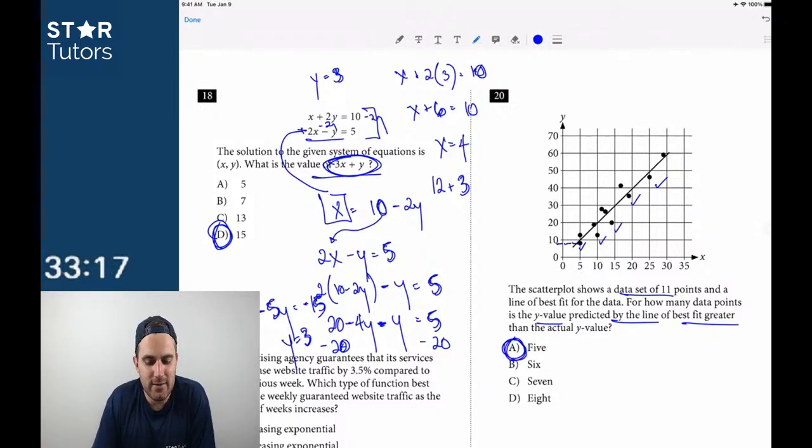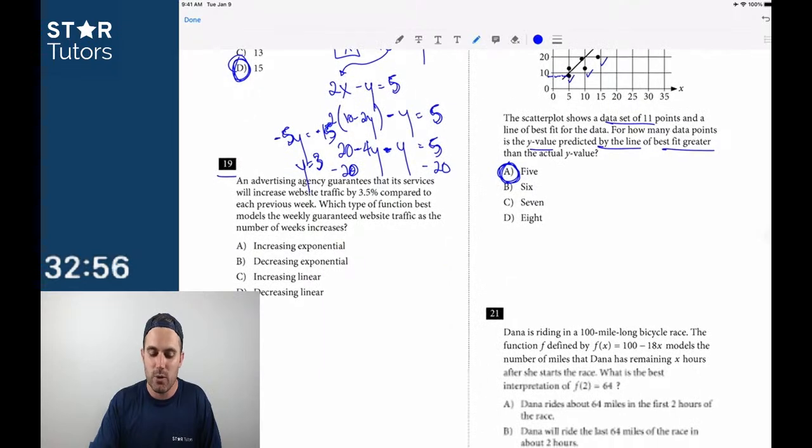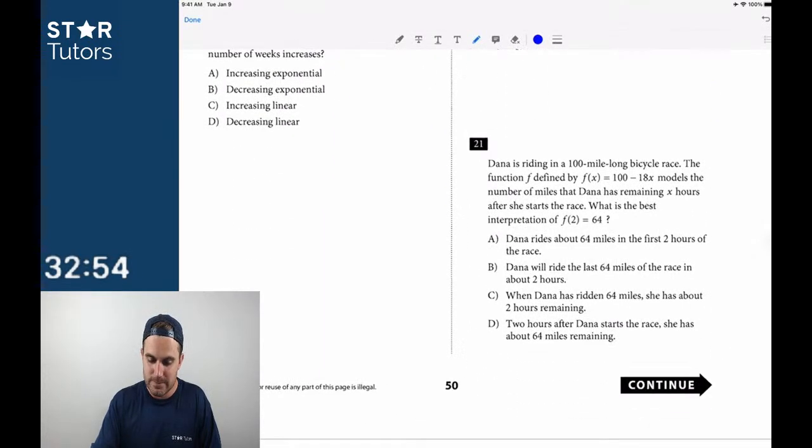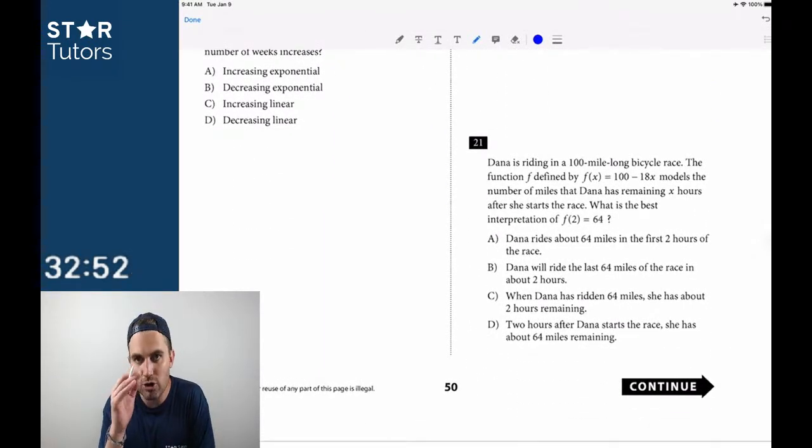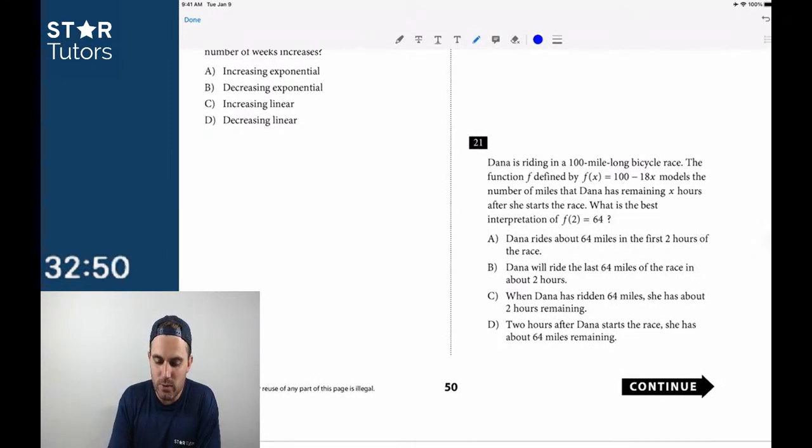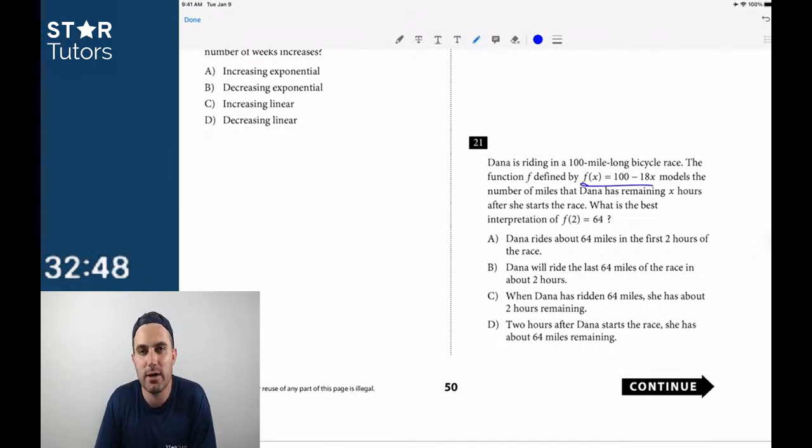We look at that, and the scatter plot shows a data set of 11 points and a line of best fit for the data. For how many data points is the y value predicted by the line of best fit greater than the actual y value? That seems so much more complicated than if you just look at that and you're like, well, there are 5 points below the line, and those are all less in the y value, so I would assume that that's right. That's all you have to be thinking about, right? That's where we don't want to overestimate the test. Even though 21 looks like a difficult problem, I can see right away that f of x is equal to 100 minus 18x.